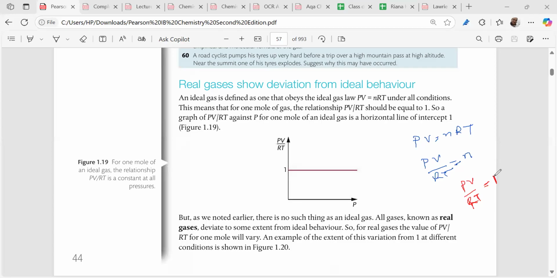So this is a very important part we have to know: when we talk about the ideal gases, the ideal gas will be following the ideal gas equation. Now, if we take 1 mole of a gas, then PV by RT with respect to pressure will be a straight line at around 1. Is it clear? This is simple maths, right? PV by RT is equal to 1. So PV by RT against pressure will be a straight line at around 1, because we have taken 1 mole of the gas. Did you understand this thing?